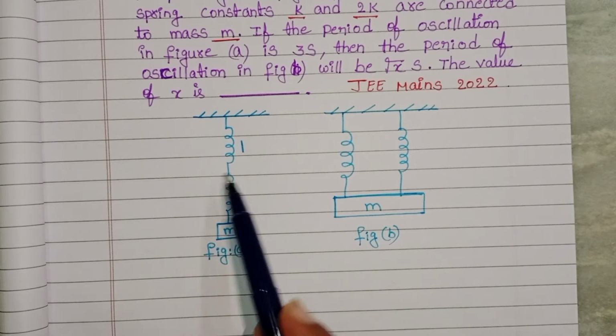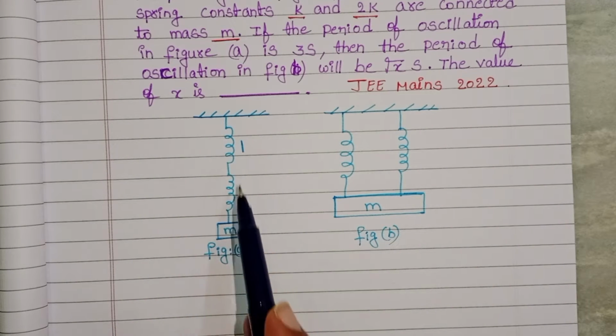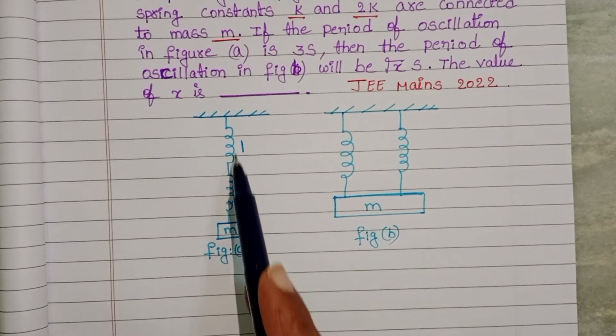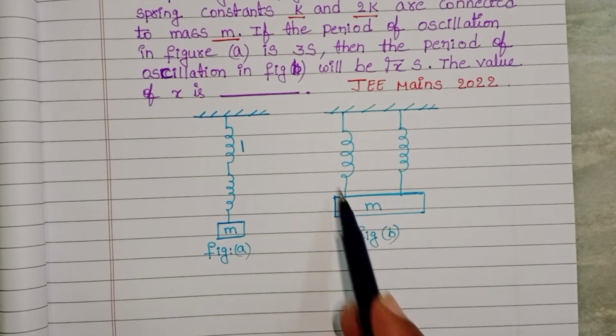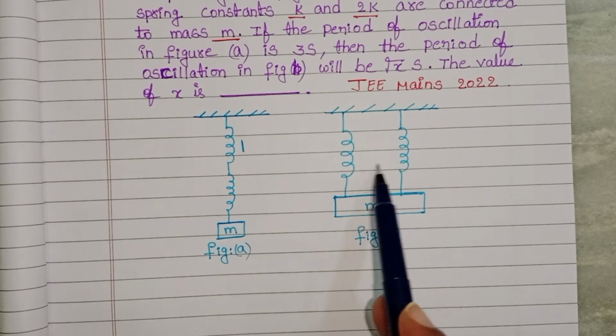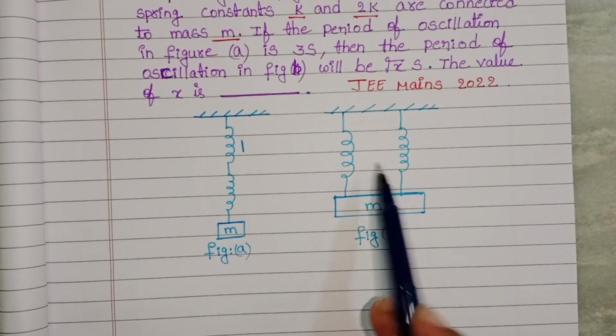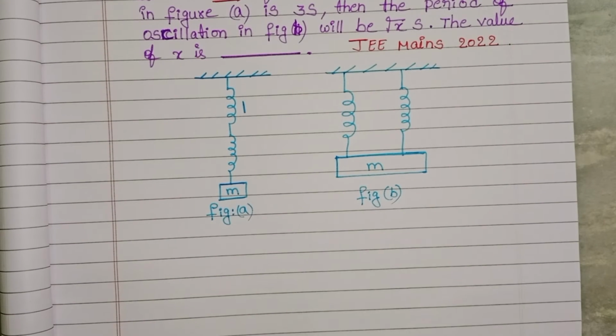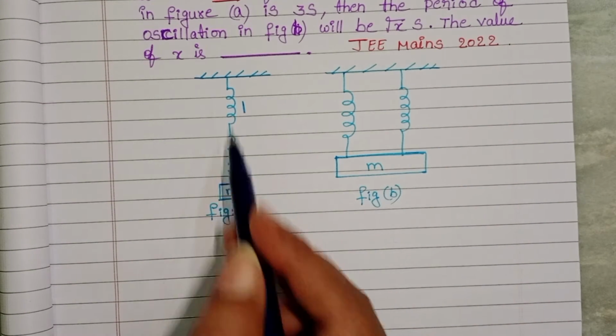In the first diagram, the given two springs are connected in series. And in the second figure, these two springs are connected in parallel. We have to find out the value of x.